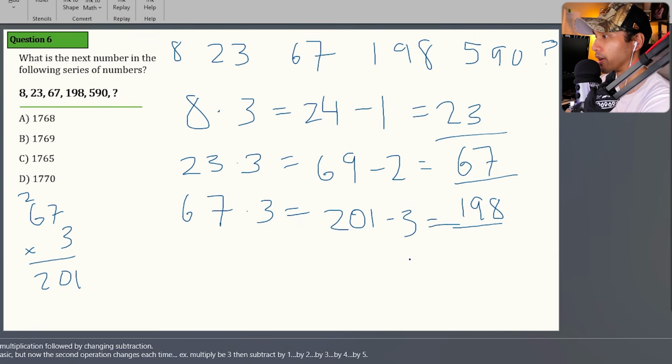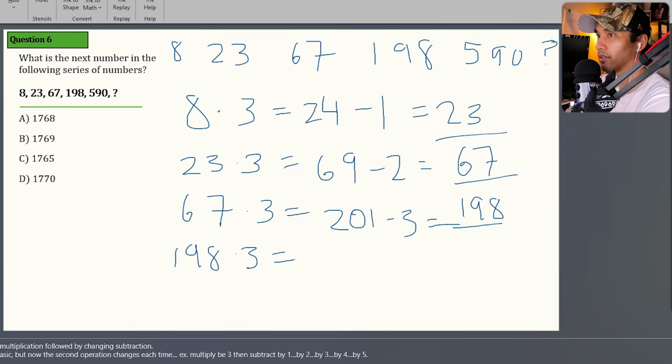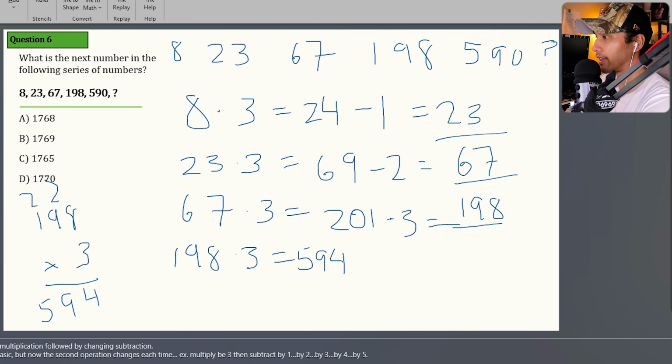And that equals 198. So 198 times 3 equals, what does that equal? 198 times 3, that is 4, 2, 27, 9, 2, 594. 594. And then we're descending one more, minus 4 equals 590. All right, we have found the pattern.